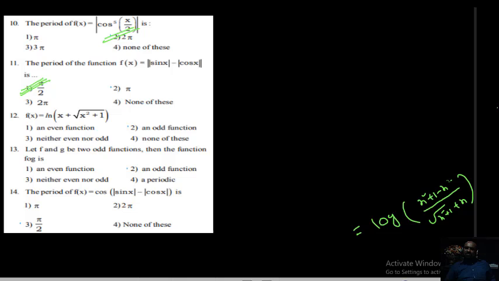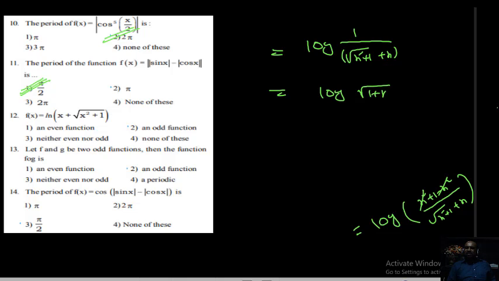Yeah, what happened? X square gets cancelled. So logarithm of 1 by root over x square plus 1 plus x. This is nothing but logarithm of root over 1 plus x square plus x power minus 1, I can write.